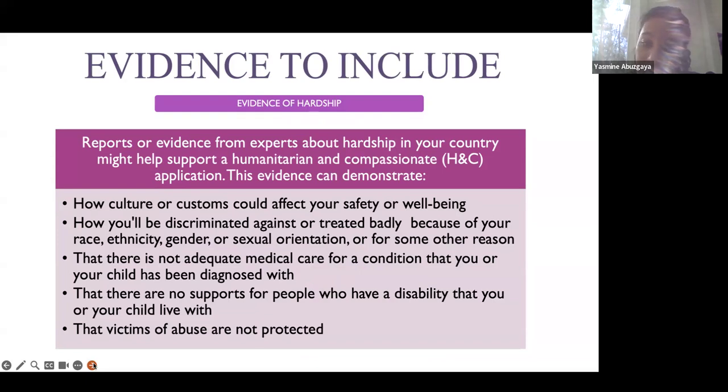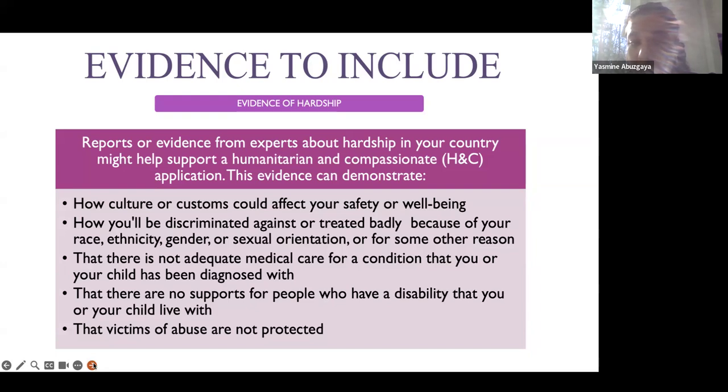Staying on the topic of the types of evidence that can be included in these H&C applications, as part of the evidence of hardship, you can put together what we call country conditions documents. Those are really reports or evidence from experts, or from articles or peer-reviewed journals, that speak directly to the hardship in the country of origin. And this can really support an H&C application because it provides evidence that demonstrates how the culture or customs could impact the safety and well-being of the applicant.